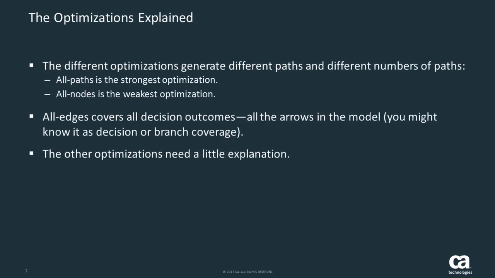Now the different optimizations generate different paths and different numbers of paths, as you've seen in the little demo I gave. Now all paths is the strongest optimization. It generates the most test cases, if you like. And all nodes is the weakest. All edges covers all decision outcomes. In effect, all the outcomes are the arrows in the model. Now you might know this as decision or branch coverage if you've taken an ISTQB certification class. The other optimizations need a little more explanation.